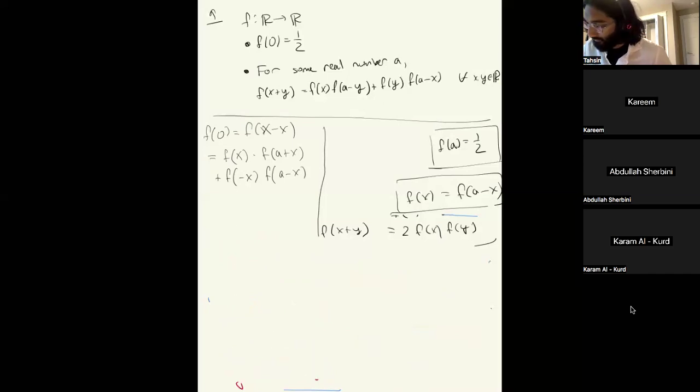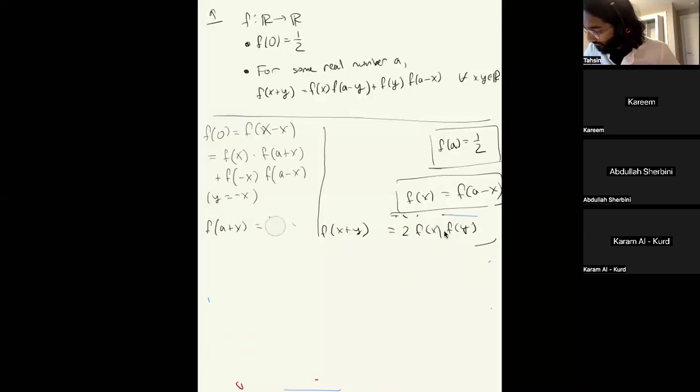Okay, so this one was, I guess, you plugged in y equals minus x, right? Yeah, y equals minus x. Okay, good. So this is y equals minus x. f of a plus x equals f of a minus x. f of a plus x.